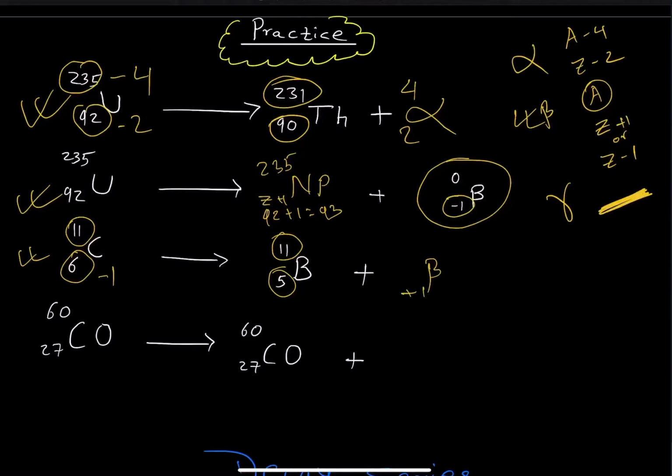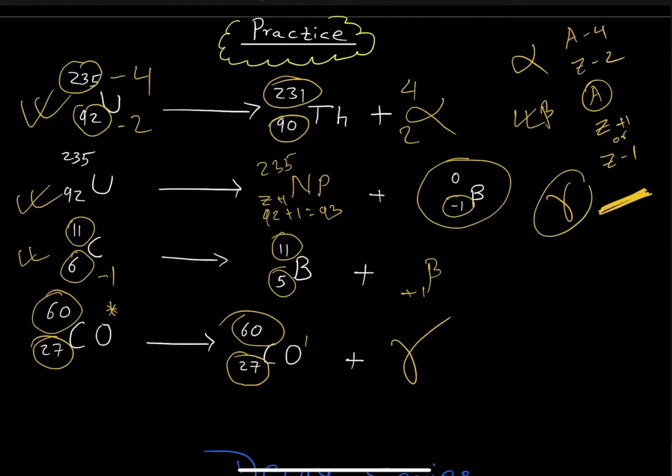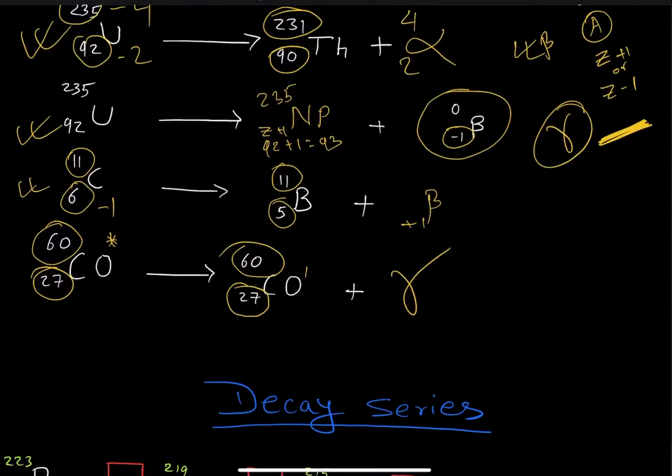The final one, you are going from 60 to 60, and from 27 to 27. No change on A, no change on Z, but it might go from this excited nuclear state to the stable nucleus. Nothing changed on A and Z, so it has to release a gamma ray. Right here, gamma ray, no change on A, no change on Z, and that's a pretty important concept.